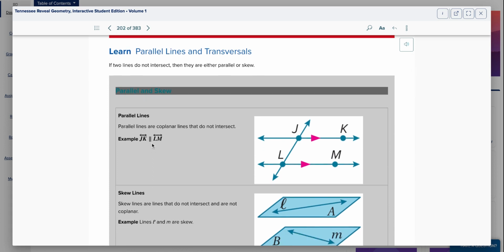A couple of things to be aware of. This little symbol right here looks like a skinny 11. That's the symbol for parallel. Now, if you're looking at a figure over here, these arrows that are filled in, when there is one, those lines are parallel to each other. You can also have double arrowed lines if you have two sets of parallels. So in this figure, line JK and line LM are parallel to one another. That's what that skinny 11 means.